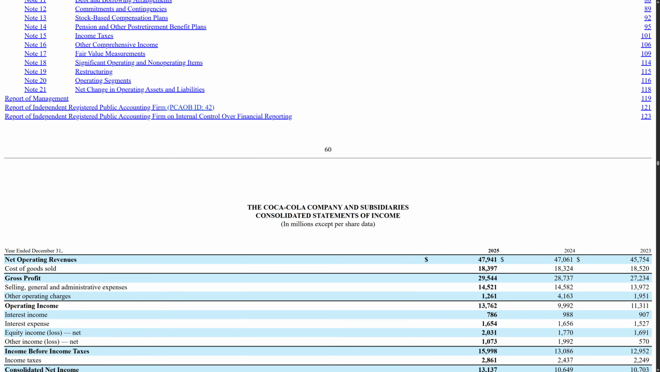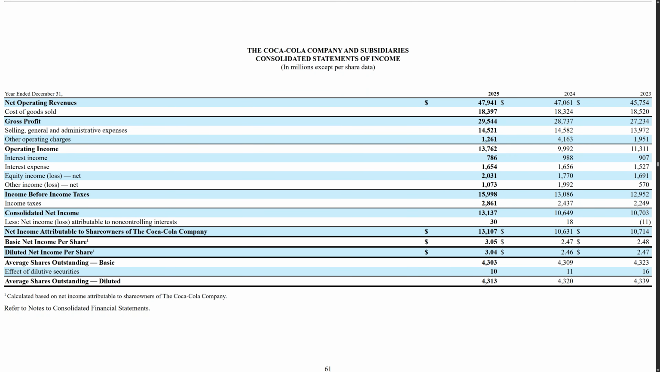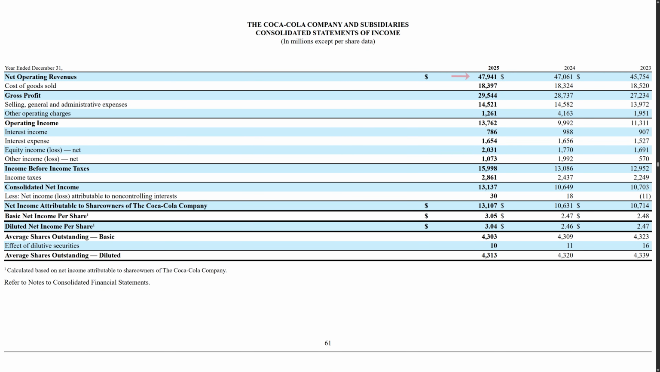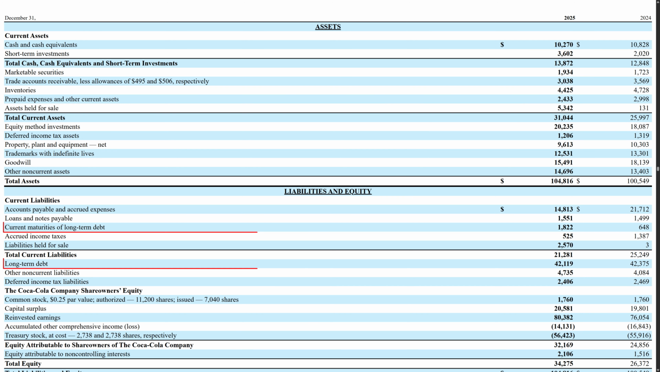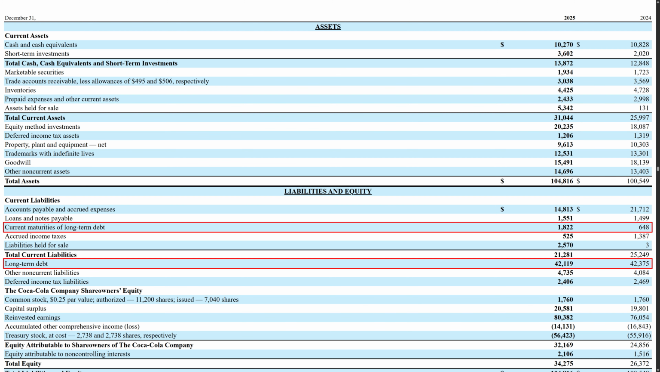To begin, here is Coke's statement of income for the period, and you can see they earned $47,941 million in revenue during the year. Like Pepsi, this company is a bit larger than our Brightleaf Coffee Co. And then if we look at their balance sheet, you'll see they have some long-term debt, split into current and non-current portions just like Brightleaf did. But when looking at these 2 financial statements alone, we leave a lot of questions unanswered.